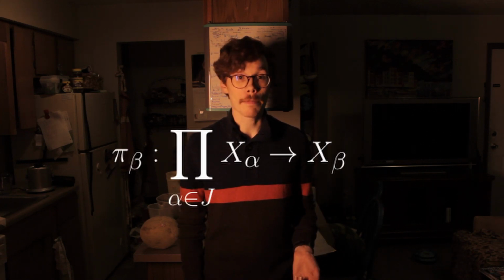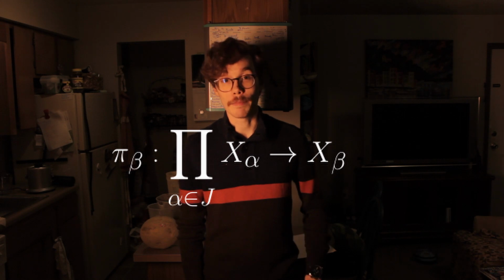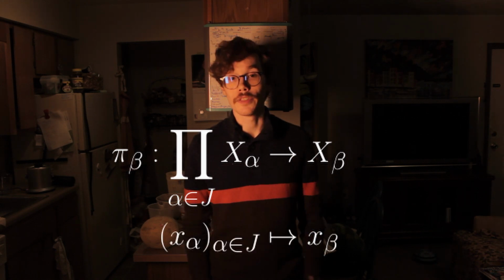And of course, this completely generalizes. If I have a product of X sub alphas, then I can talk about the beta-th projection for some beta in our indexing set J, and it's just the map from the product to X sub beta, defined by plucking out the beta-th coordinate.